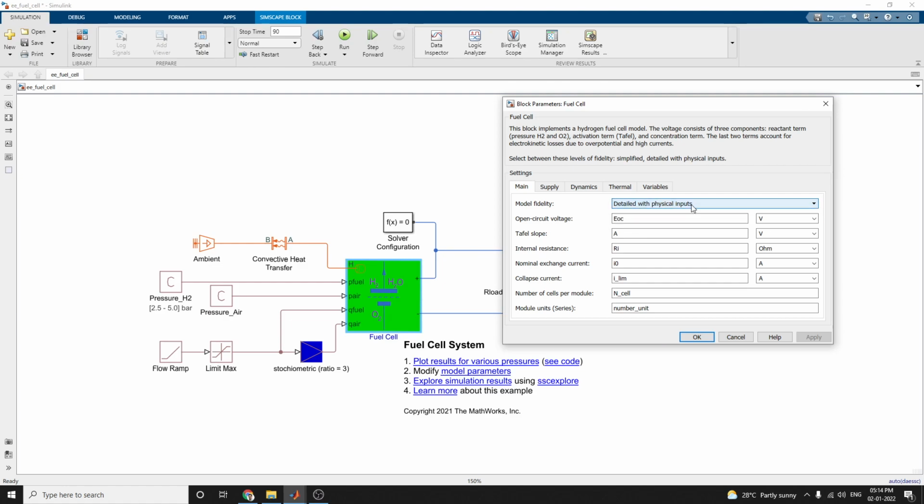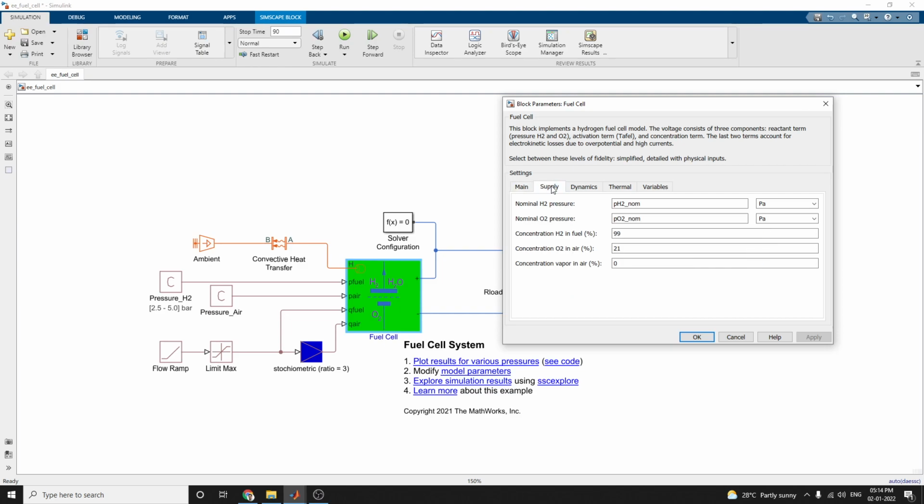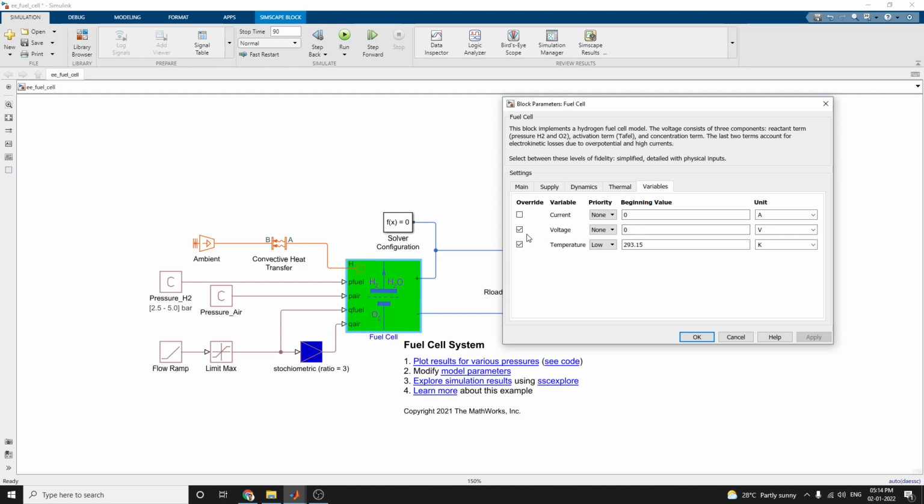In this example we use the model fidelity detailed with physical inputs. Here the open circuit voltage is VOC, the Tafel slope is A, and the internal resistance is marked as RI. These are the parameters. Supply: the nominal H2 pressure, the nominal oxygen pressure, and the concentration of fuel, 99%. Then there are the dynamics, the nominal temperature 293.15 and the thermal mass. Here we need to measure voltage and temperature.